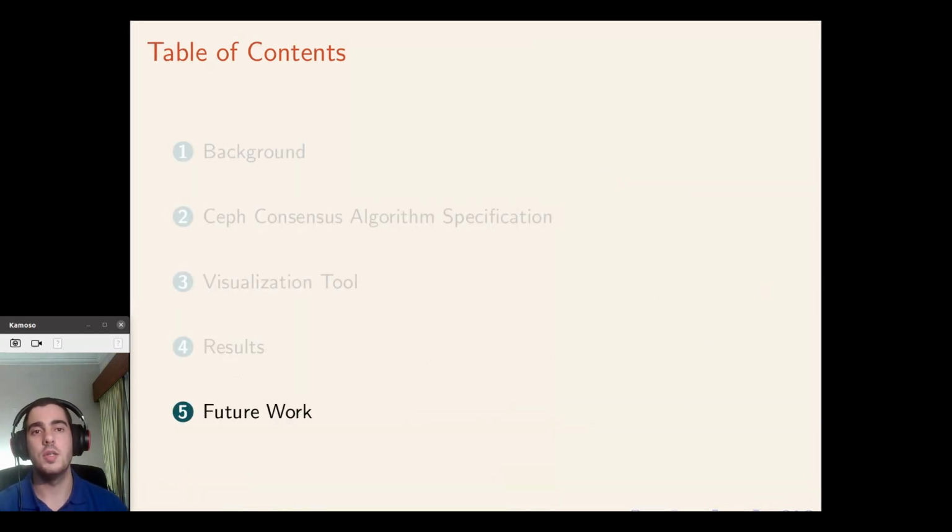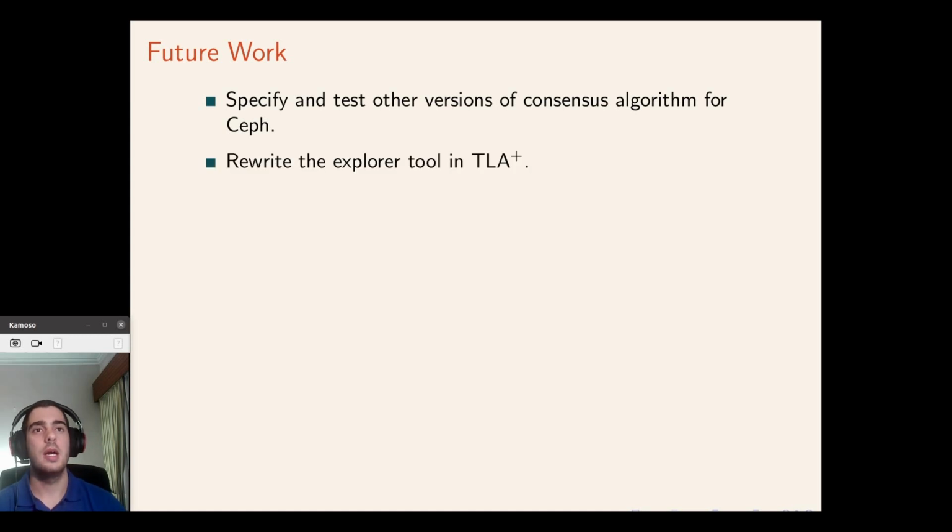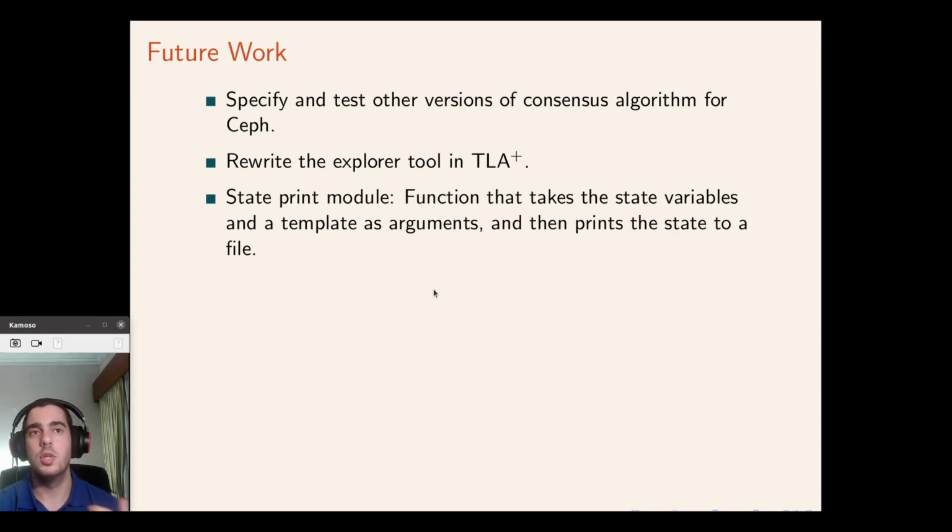To finish the presentation, I will now present some future work ideas. First, the idea to specify and test other versions of the consensus algorithm using as a base the specification that was developed. I also have the idea of rewriting the Explorer tool in TLA+. To do that, I have some ideas. First, to create a state print model that takes, for example, the variables of the current state and a template file, which can be a template for HTML, fills the template with the variables and prints it out to a file with a name that you can give.